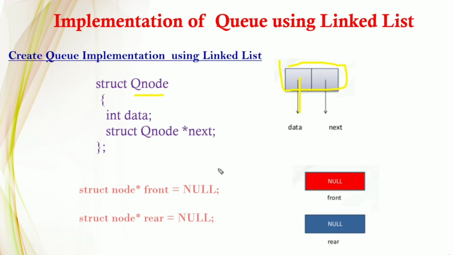And the queue has two pointers, that is front and rear. Rear points to the tail and front points to the head. At first, we have to define front and rear as null, and both are node pointers. At first we define the node and the front and rear pointers, and front and rear point to null. At first both are empty.